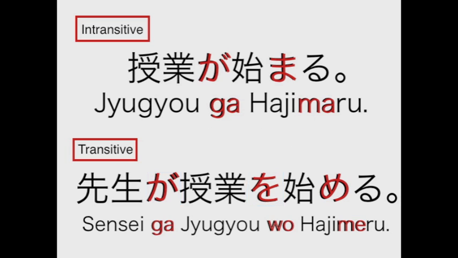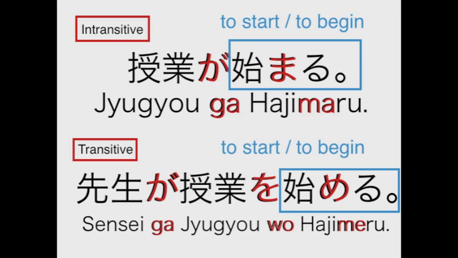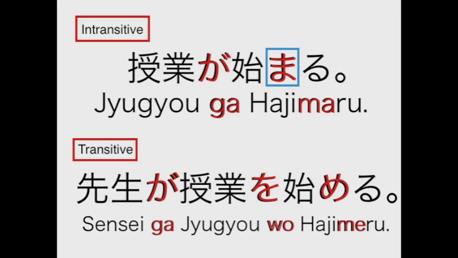Another key point to notice in the sentences is the different versions of to start, to begin. The intransitive sentence uses hajimaru, where the transitive sentence uses hajimeru. This is a very important key point.